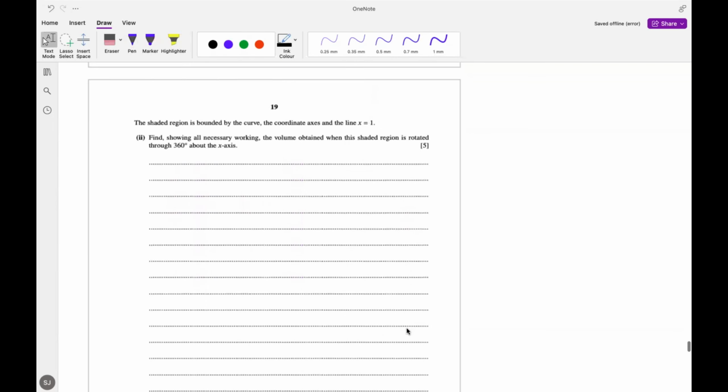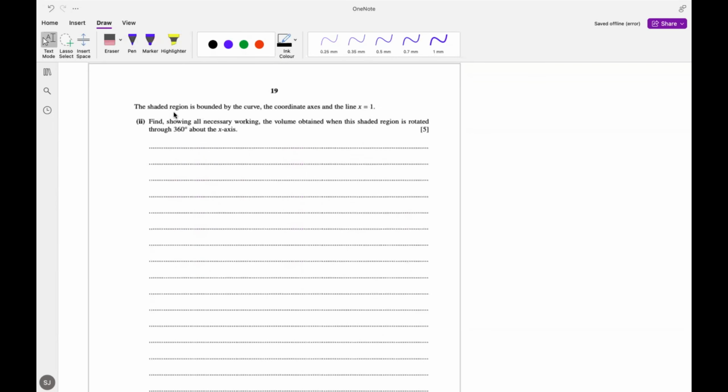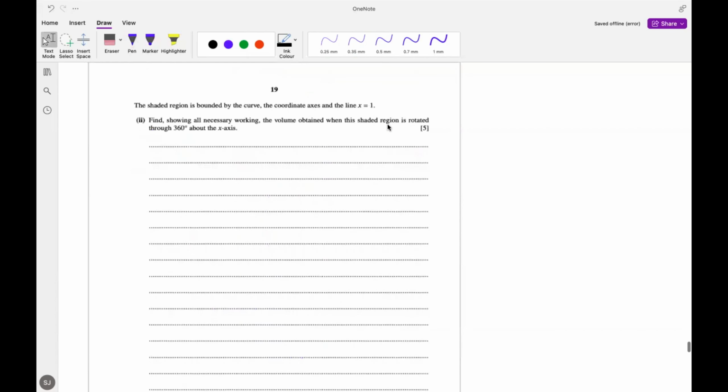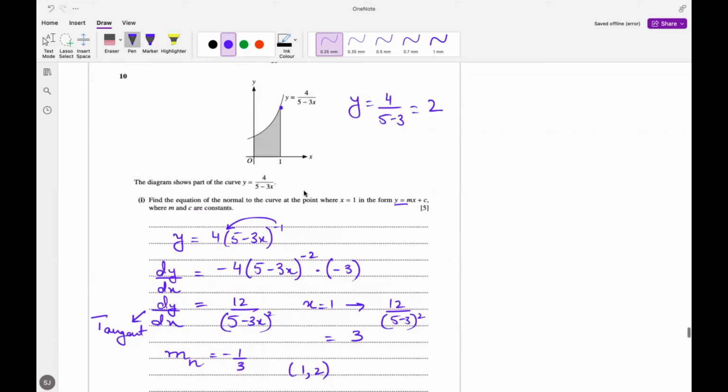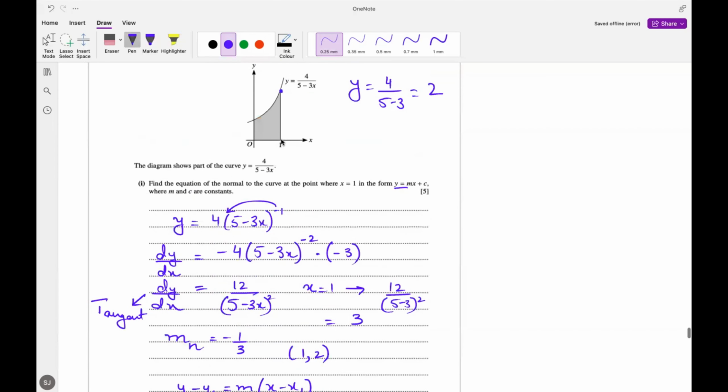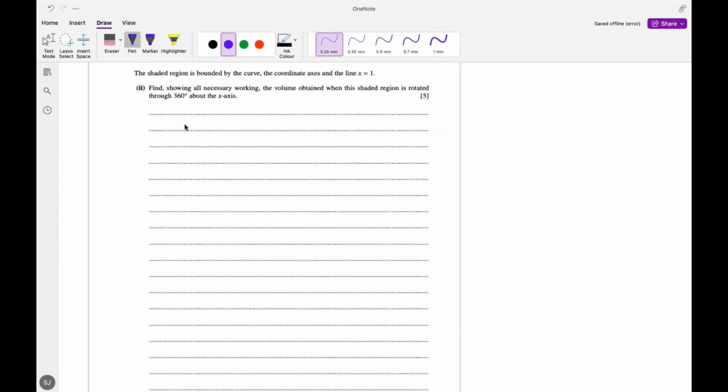In the next part, we have a shaded region which is bounded by the curve. We have to find the volume obtained when this region is rotated about the x-axis. Now to find the volume, we have the equation y equals 4 upon 5 minus 3x. We have the limits as 1 and 0.